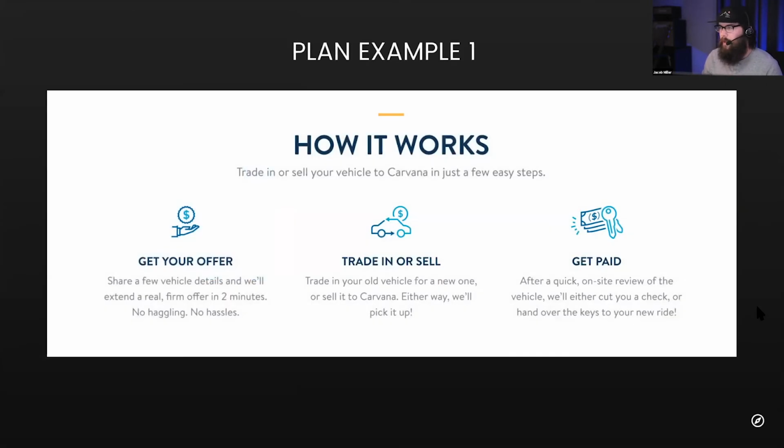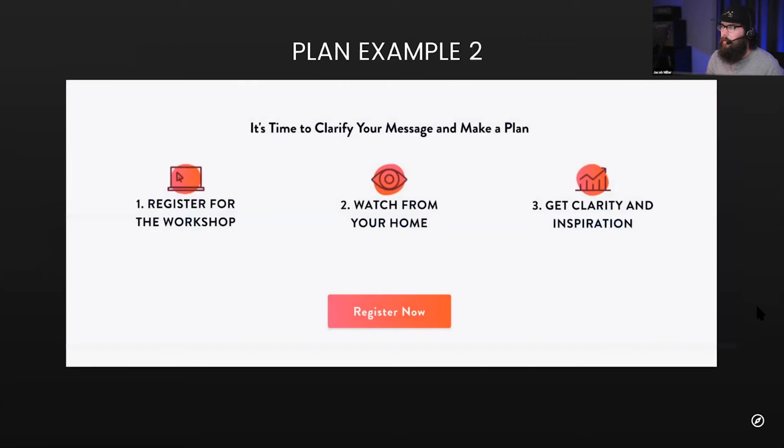This first example I have is from Carvana, actually. It's a simple way of saying how it works. If you use their web app or mobile app to sell your car or trade your car or whatever it may be, they show simple steps on their website: get your offer, trade in or sell, get paid. Wow, that sounds great. It's really simple, because there are a lot of pieces when it comes to buying and selling cars, but this is the process that happens, and it helps create a clear path forward for someone on the page.